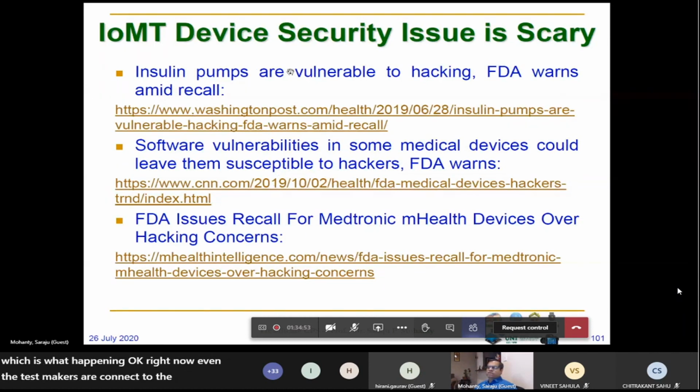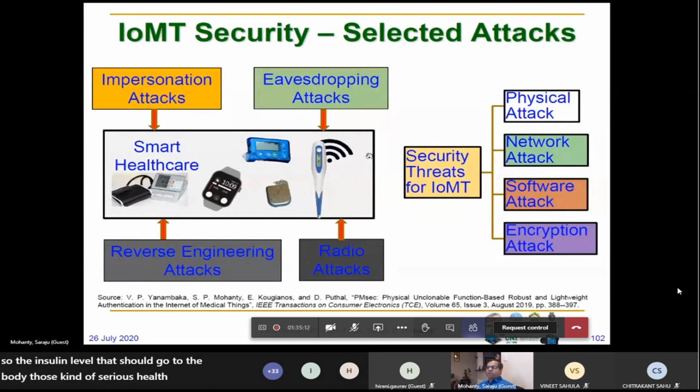Okay, those are serious health issues, compared to, as you just said, healthcare. This is healthcare data, so this device security is much more serious. Somebody can compromise the device, drain the battery, or compromise the insulin level that should go to the body. Those can have serious health implications. Here is an example, like an impersonation attack, a radio attack. All this can happen, and somebody can control the doses of an insulin pump.